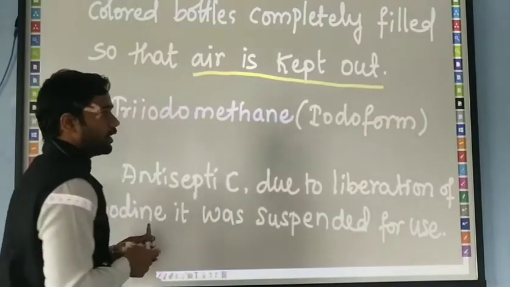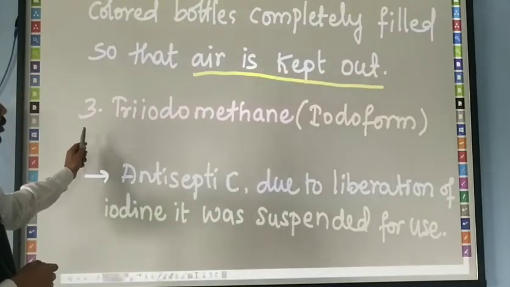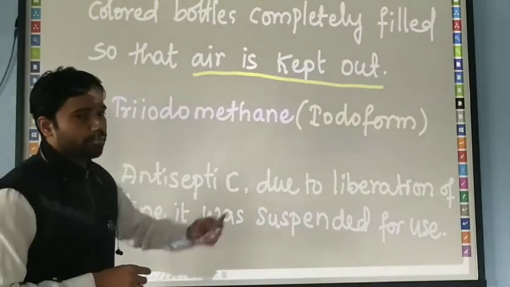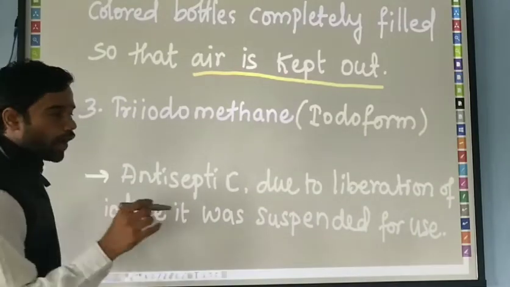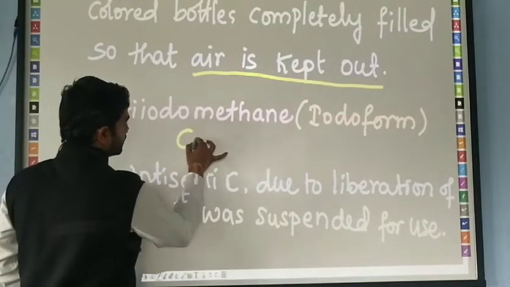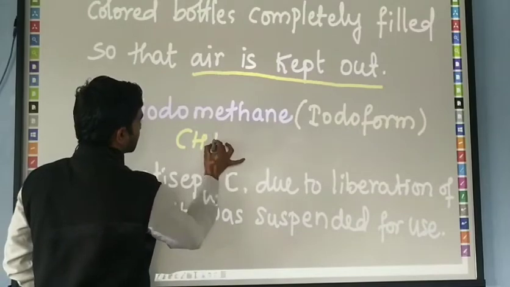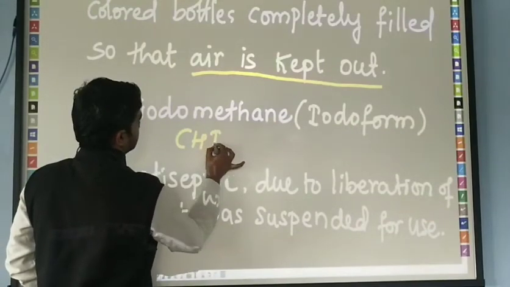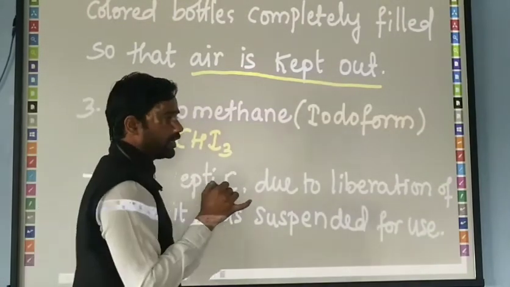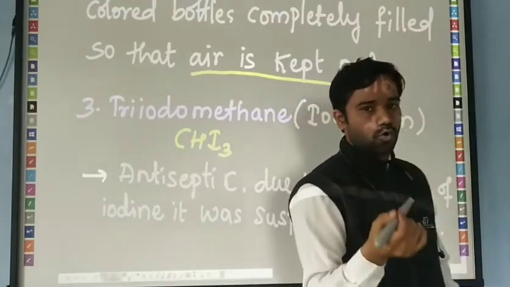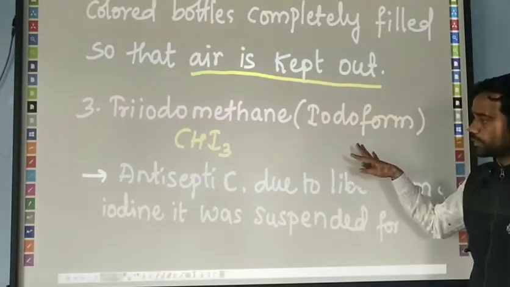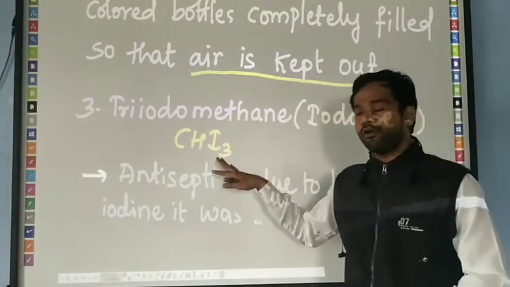And next, the third polyhalogen compound is known as triiodomethane. It is also known as iodoform. The formula of this is CHI3. If the chlorine element is present, it is known as chloroform. If iodine is present, that is known as iodoform.